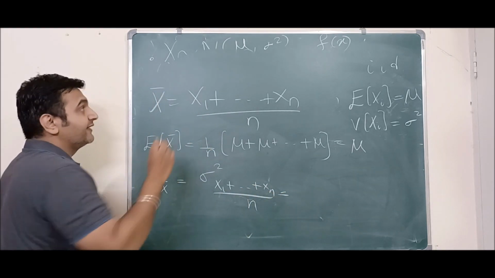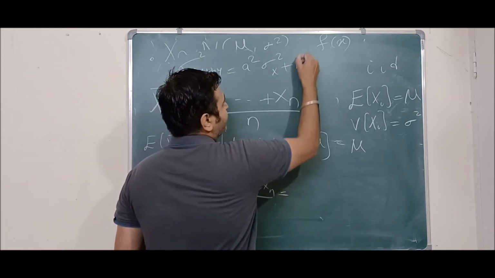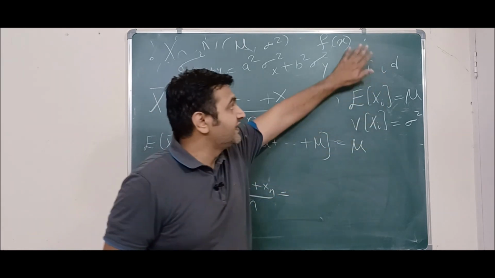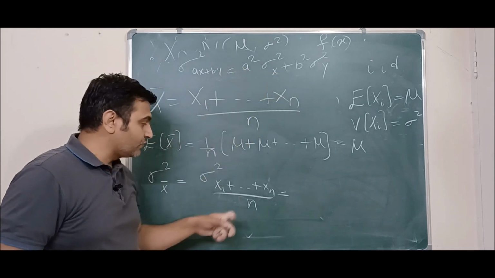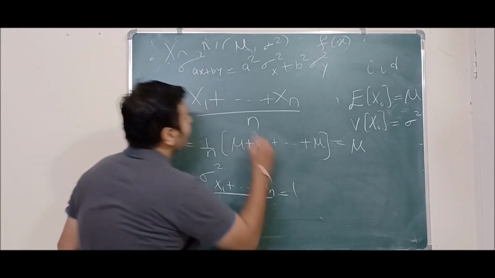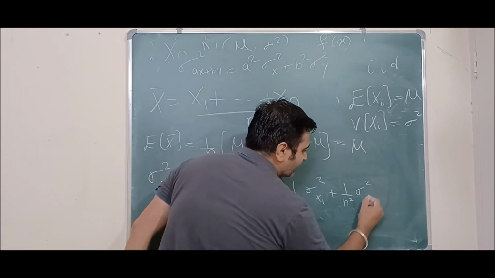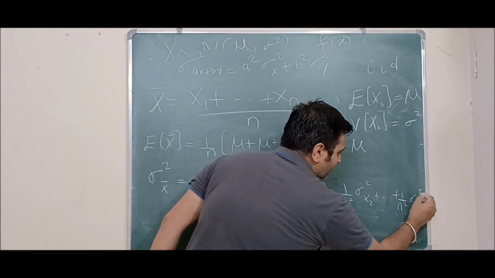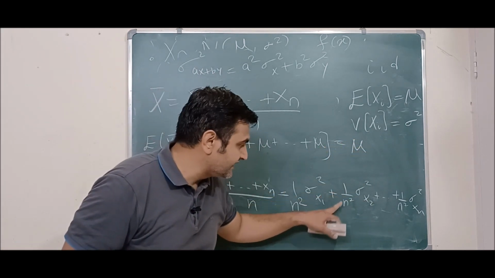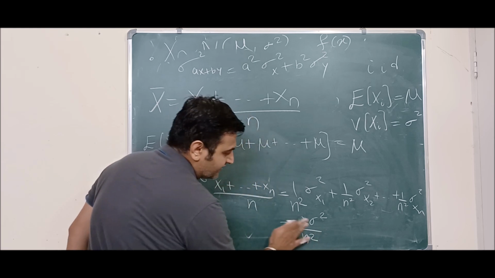If you remember, in earlier lectures I told you what the variance of ax plus by is. It is a square into variance of x plus b square into variance of y plus 2ab into covariance of x and y. But when x and y are independent, covariance is 0, so this is what you get. And this generalizes to higher dimensions as well. So if x1 to xn are independent random variables, then the variance is 1 by n square variance of x1 plus 1 by n square variance of x2 plus up to 1 by n square variance of xn. But all of them have the same variance, sigma square. So n times sigma square upon n square, which is nothing but sigma square by n.